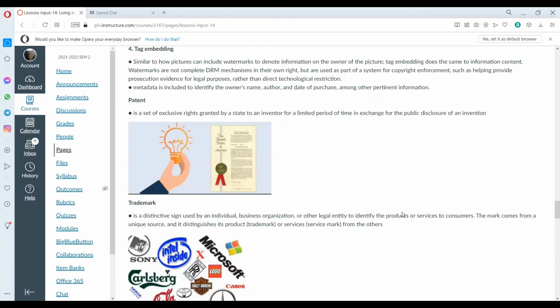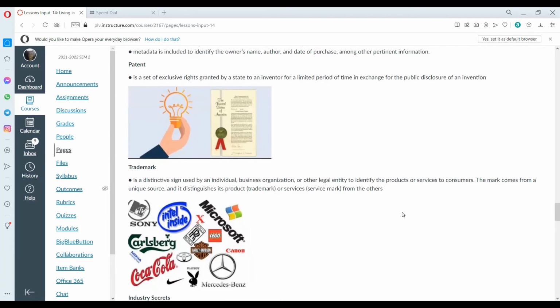Patent. It is a set of exclusive rights granted by a state to an inventor for a limited period of time in exchange for the public disclosure of an invention.